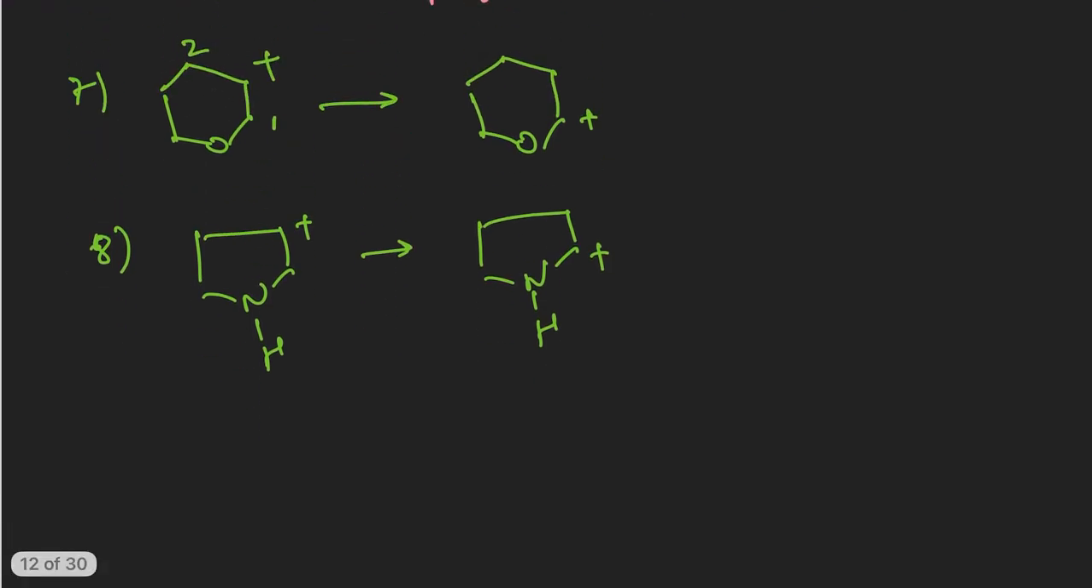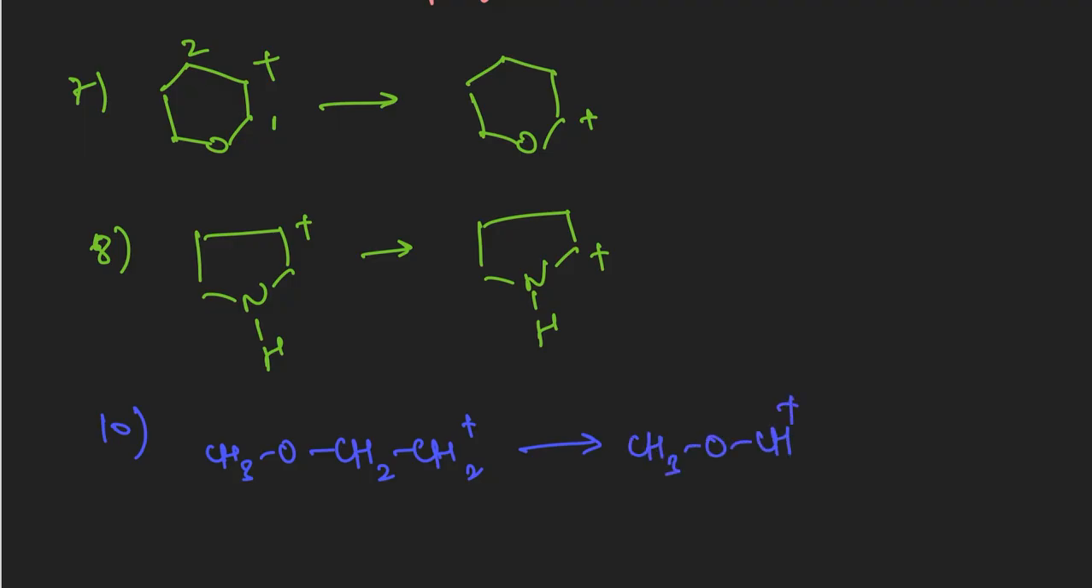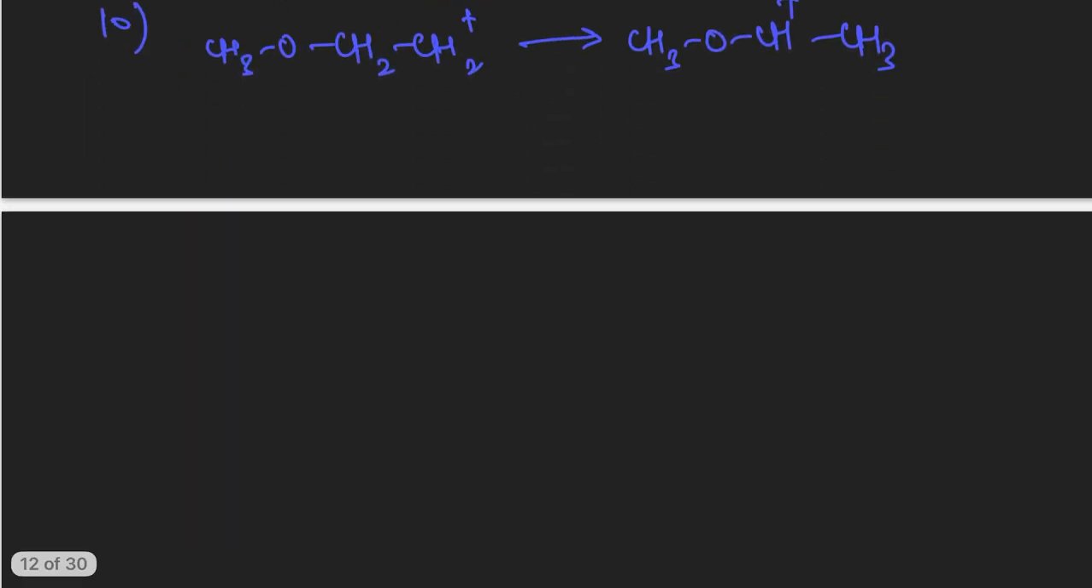10. We have CH3, O, CH2 and CH2 plus. Yes, it is going to shift because it is getting stabilized by CH plus and CH3. Now let's look at 11th, PhCH2 and CH2 plus. Yes, it is going to shift, PhCH plus and CH3, because it is getting stabilized by the resonance.